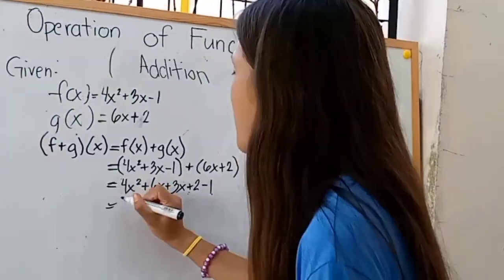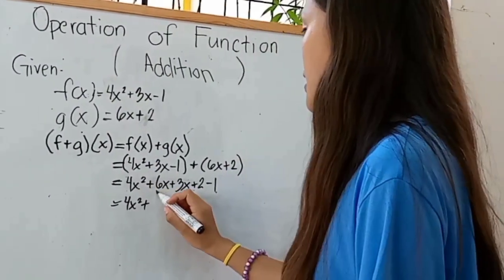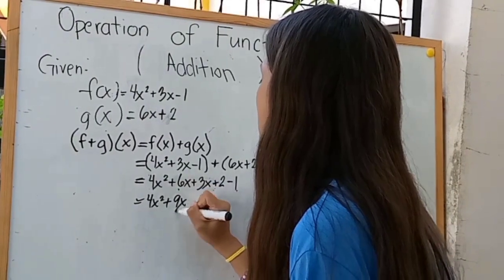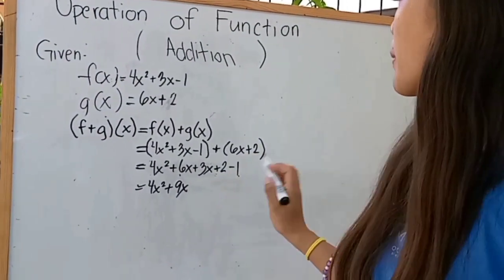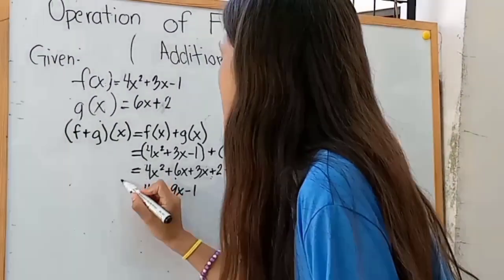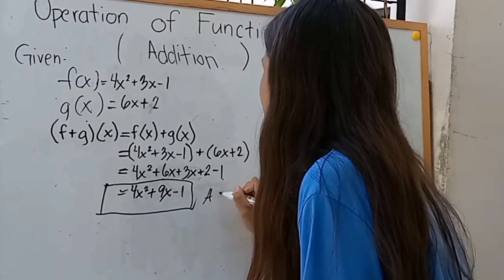Bring down the 4x squared, plus 6 plus 3 is equal to 9x. Positive 2 minus 1 is negative 1. So this is the final answer.